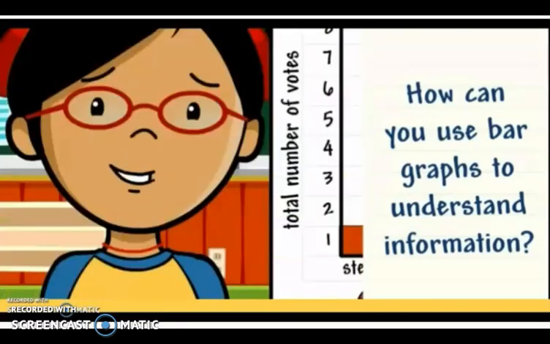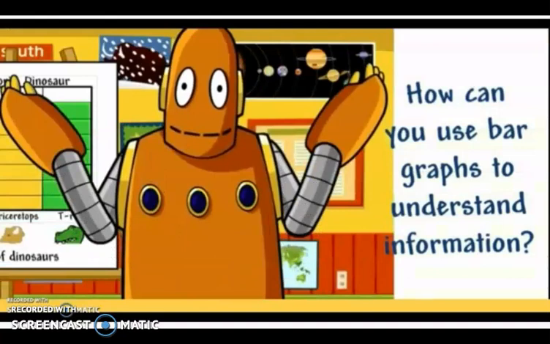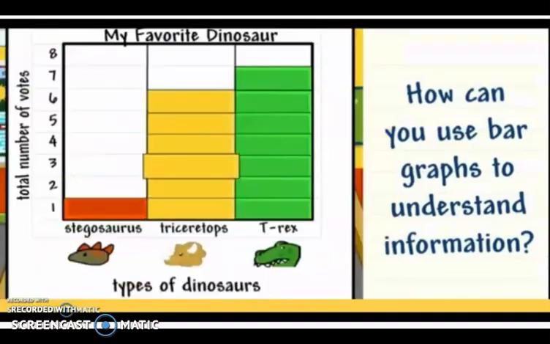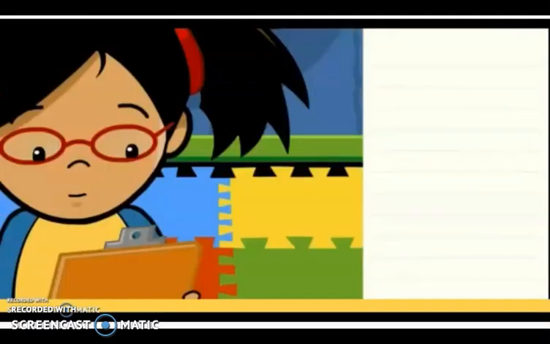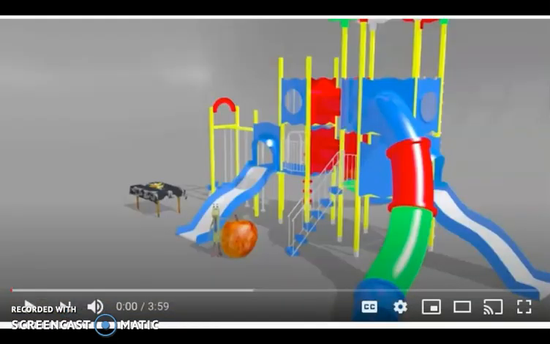You can even use the bar graph to figure out the total number of students who voted. Just add the votes from each category. 14 kids voted in all. I'm almost done with this survey. Now let's take a look at another video of them using bar graphs.